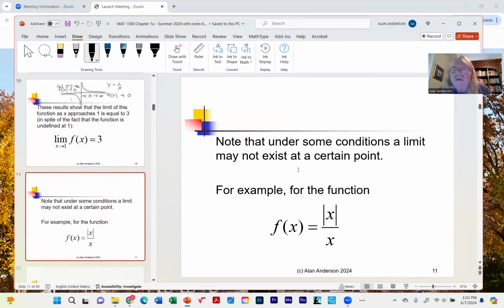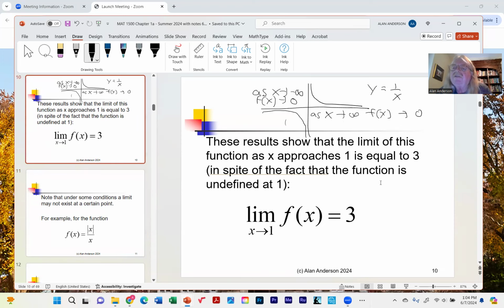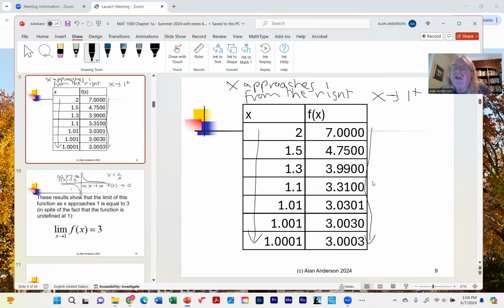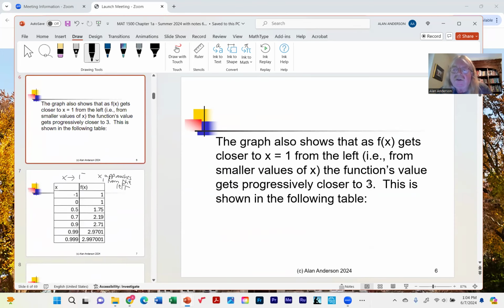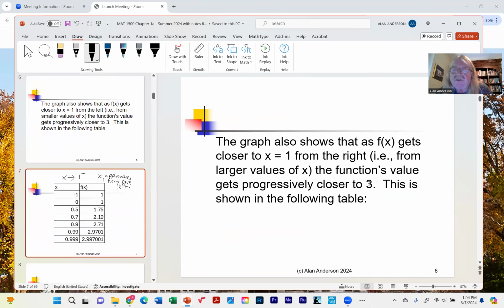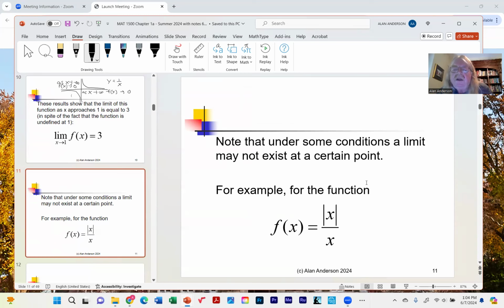Okay, now sometimes there may not be a limit at all. It can happen. There's not necessarily a limit for every function at every point. Under certain conditions, the limit may not exist at all. So here's a good example of this. We have the absolute value of x over x.